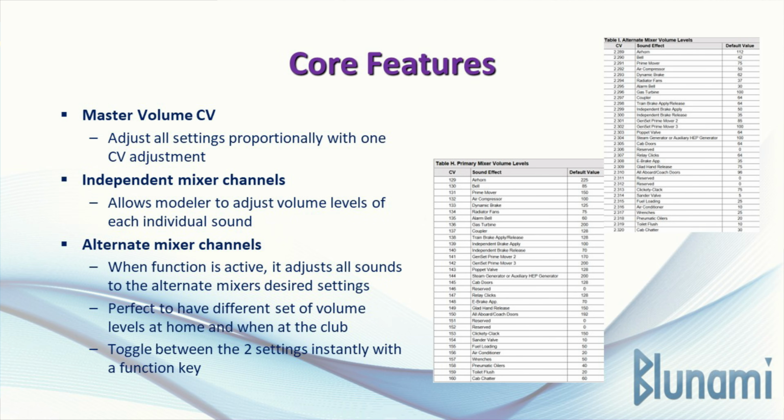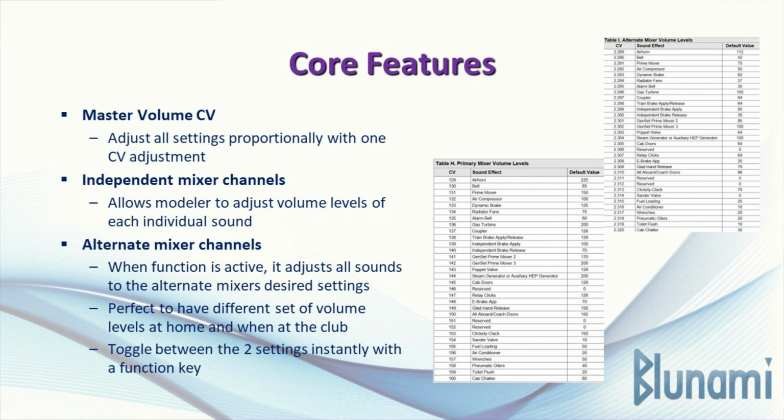Now, one of the other things we have built into the decoder is a second set of volume settings, and these are the auxiliary volume mixers. Basically, this allows you to have a second set of volumes, whether you're trying to do a different profile in how the decoder behaves, or you can have one set of loud volumes, say for the club, and a set of lower volumes for when you run at home. This is entirely up to you and your imagination how you want to use it.